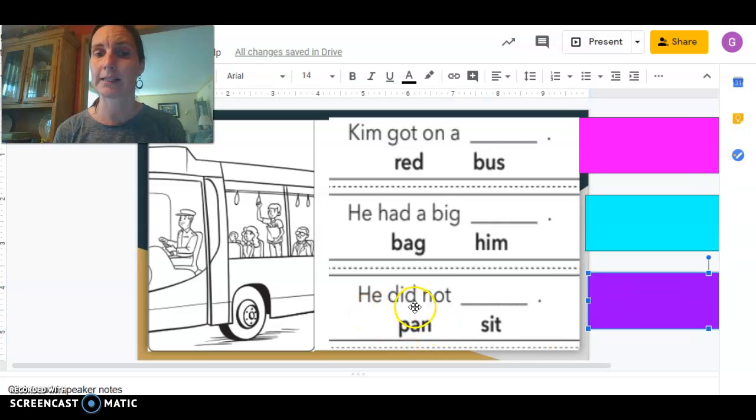First read it. He did not blank. Now I'm going to try out both choices. He did not pan. He did not sit. Next I have to choose which one makes sense. He did not sit. And then I'm going to check my picture to make sure it makes sense. And I see that he's standing and he was not sitting. So you can see that I followed those 4 steps to figure out which one of those words would make sense in the blanks. So let's try a different picture.